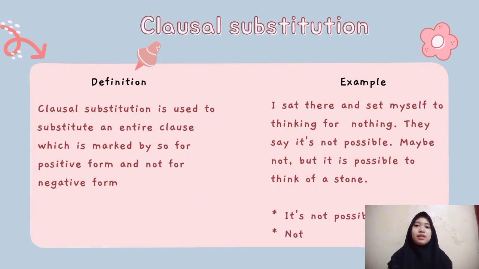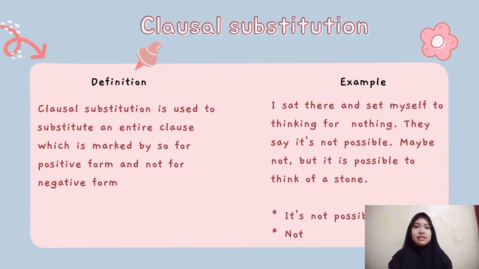Okay, the last one we have is clausal substitution. Clausal substitution is used to substitute an entire clause, which is marked by so for the positive form and not for the negative form. There are three environments in which clausal substitution takes place, such as report, condition, and modality. Let's take a look at the example here.